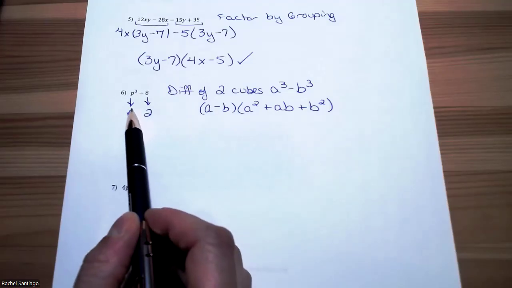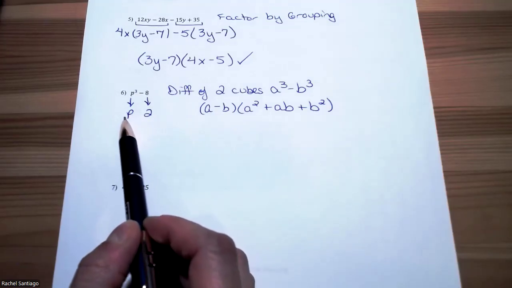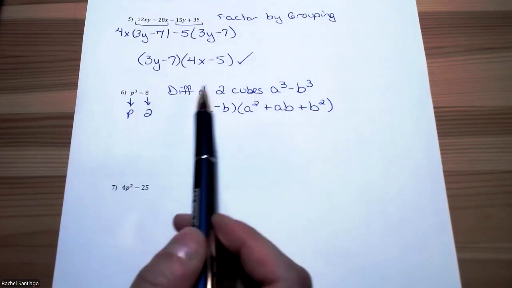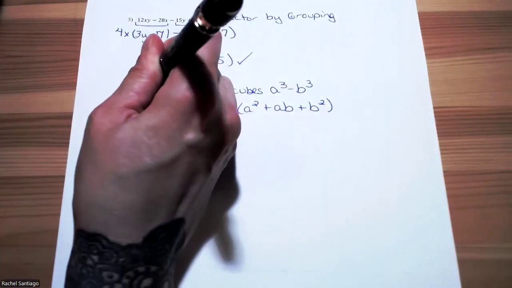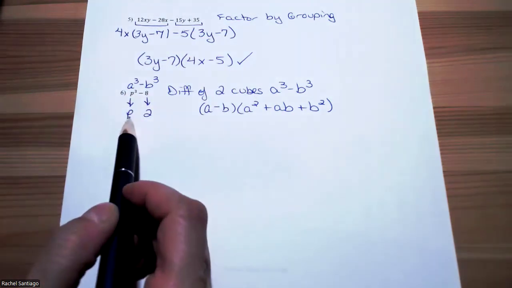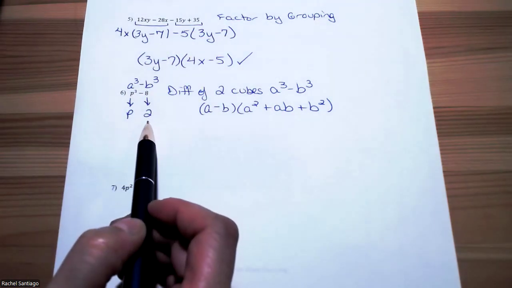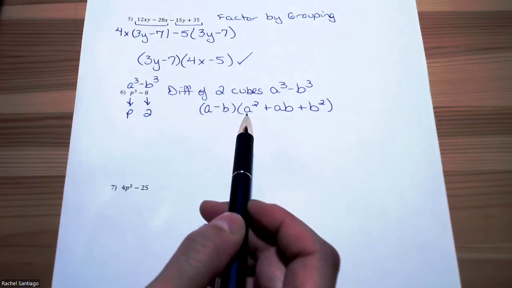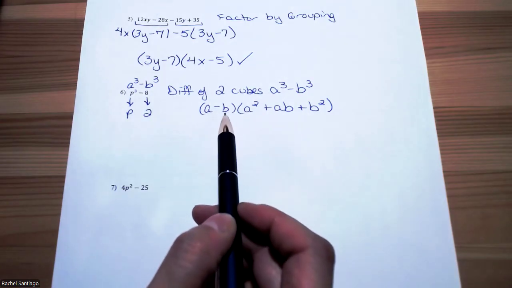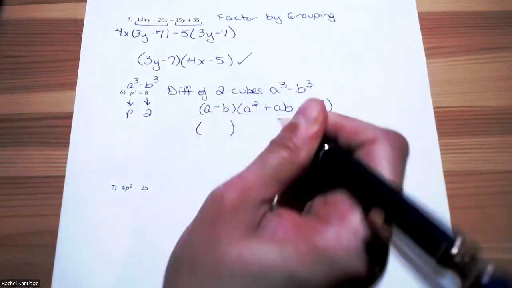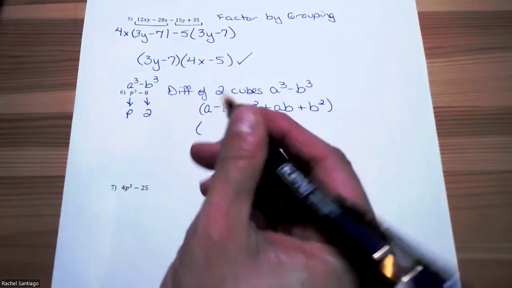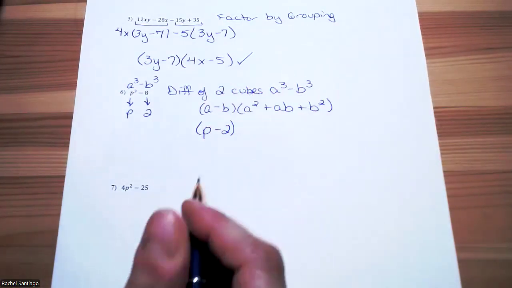Now, your A in this case is P, and your B in this case is 2. And that should actually make sense. If you want, I can even write it directly above so that you can see A is P and B is 2. So everywhere we have an A, we're going to replace with a P, and everywhere we have a B, we're going to replace with a 2. So let's check it out. So in my first parentheses, I'm simply going to have P minus 2.